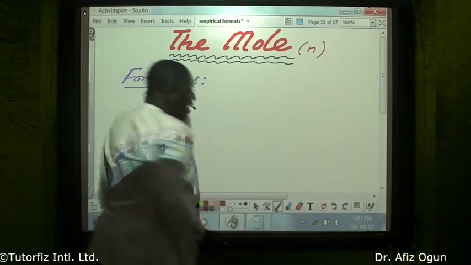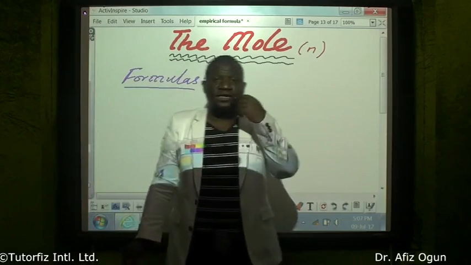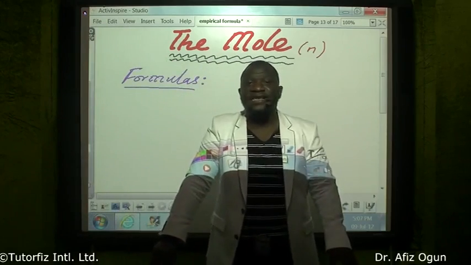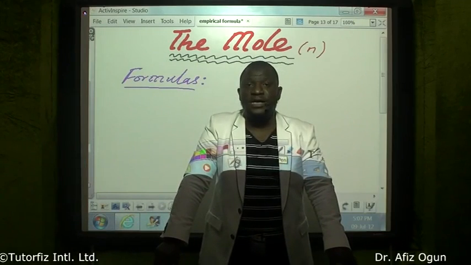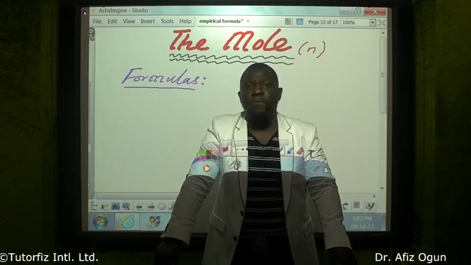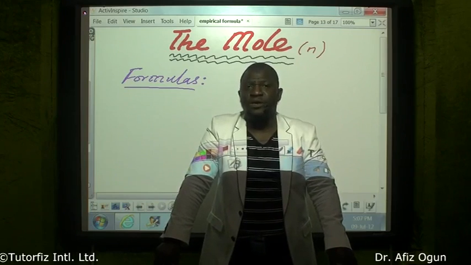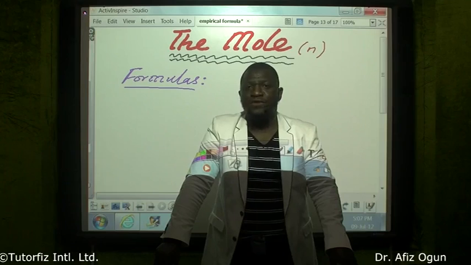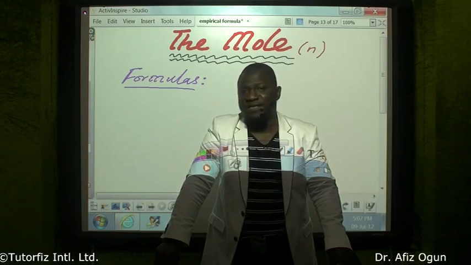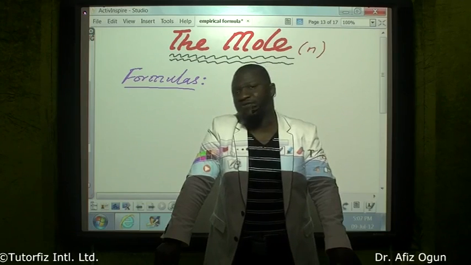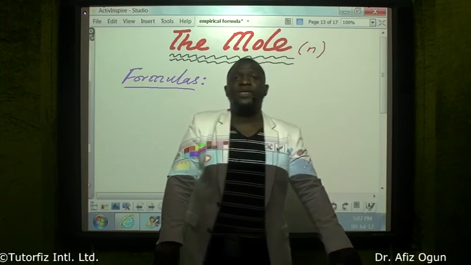Today, I defined the mole for you, that the mole is defined as the amount of substance which contains 6.02 times 10 raised to power 23 particles. These particles may be atoms, ions, or molecules. And I gave you three formulas. The first one, mole and mass: number of moles equals given mass divided by molar mass. We solved some questions. I still have some unsolved there. You go back there and solve them.